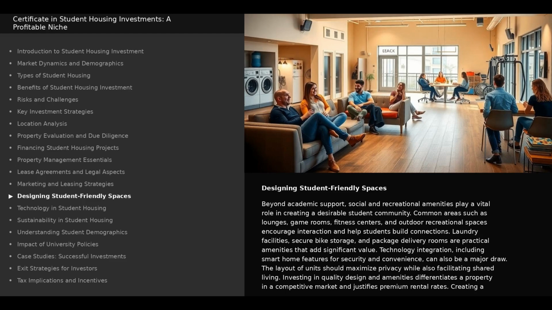The layout of units should maximize privacy while also facilitating shared living. Investing in quality design and amenities differentiates a property in a competitive market and justifies premium rental rates. Creating a holistic living environment is paramount.